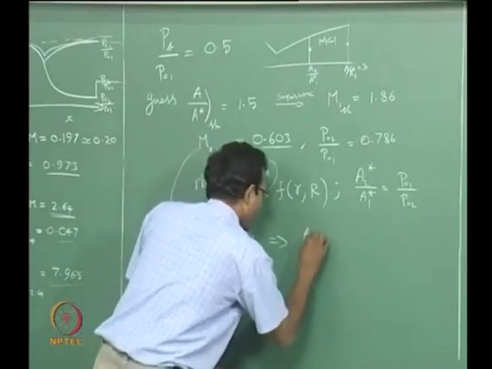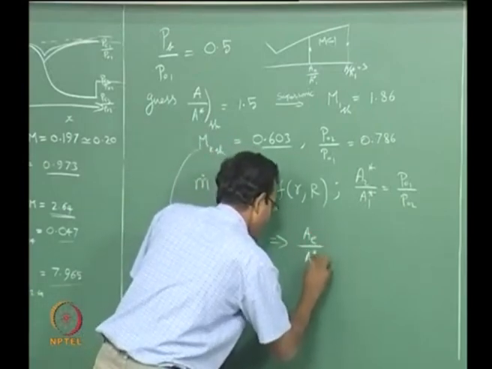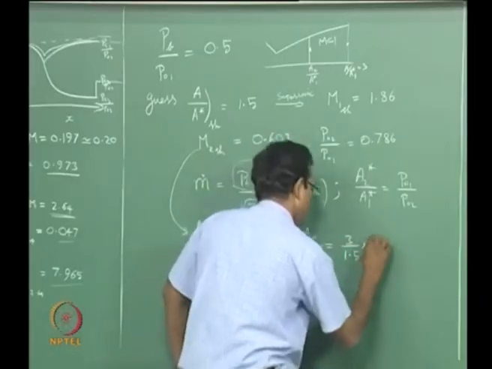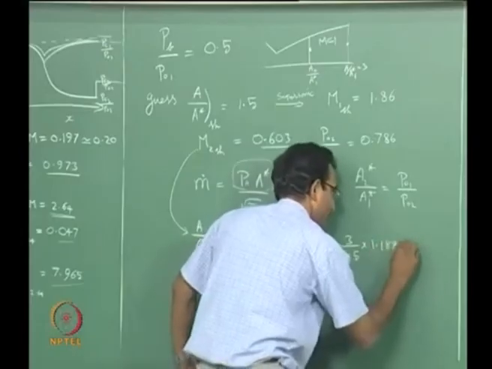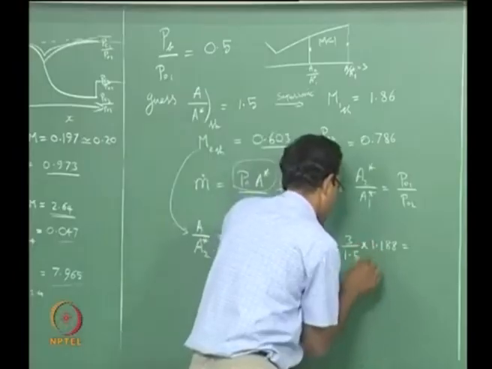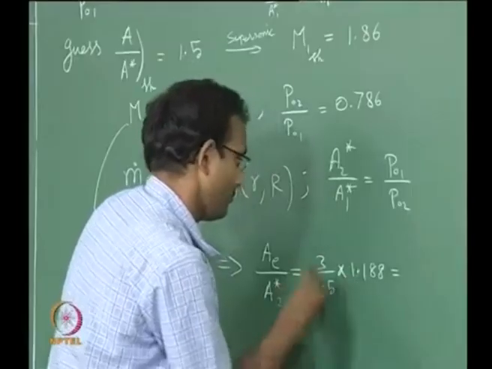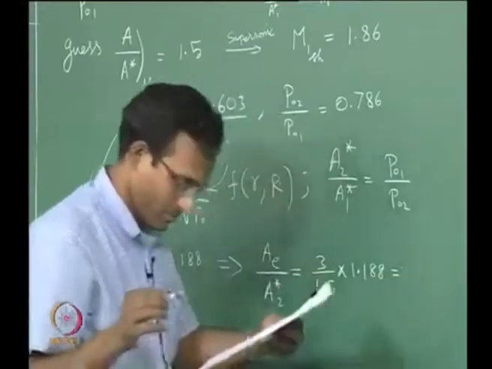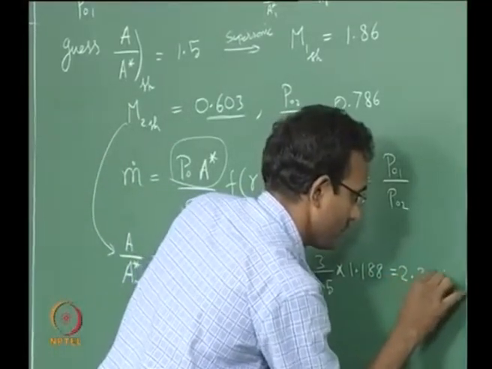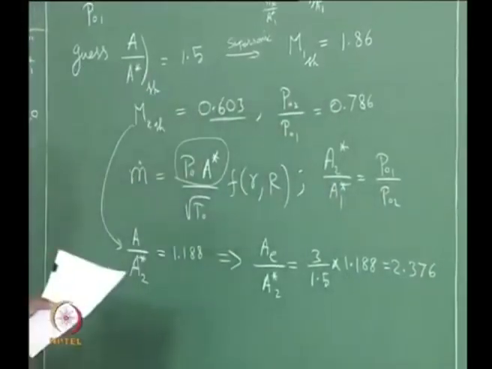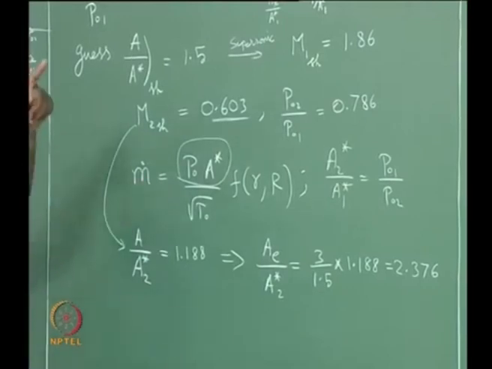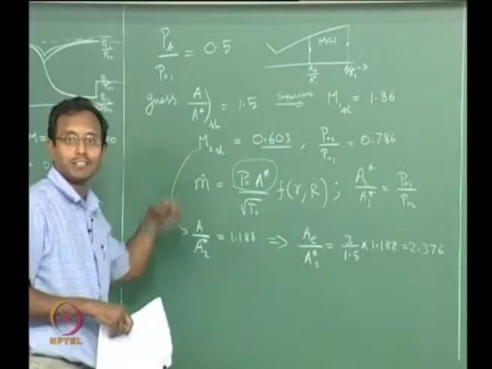This is going to tell me my A exit by A star 2 is going to be 3 by 1.5 into 1.188, right. So let us find this number. That is going to be 2.376. Once I know this, I know A by A star at the exit, and I know the flow is subsonic at the exit.